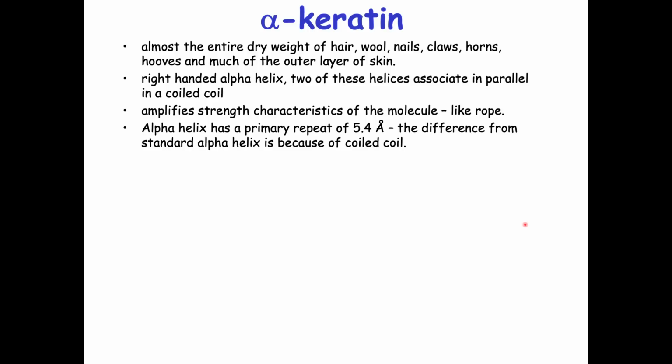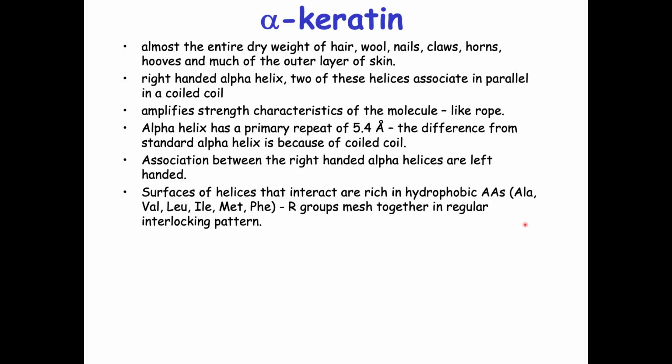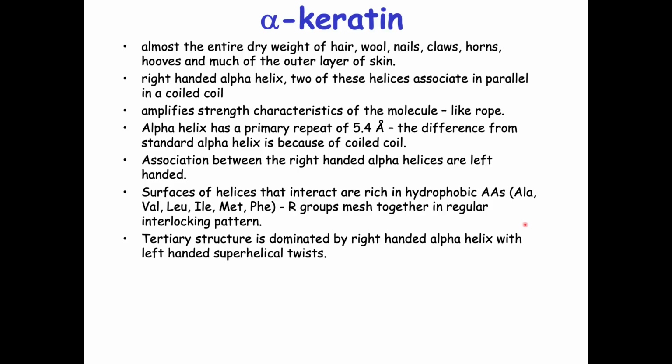So it amplifies strength characteristics of the molecule and acts almost as a rope. They have a primary repeat of 5.4 angstroms, and it's different from the standard alpha helix because of its coiled nature. Now we see the association between the two right-handed helices are left-handed. The surfaces of the helices that interact are rich in hydrophobic amino acids like alanine, valine, leucine, isoleucine, methionine, and phenylalanine. And these R groups mesh together in a very regular interlocking pattern.